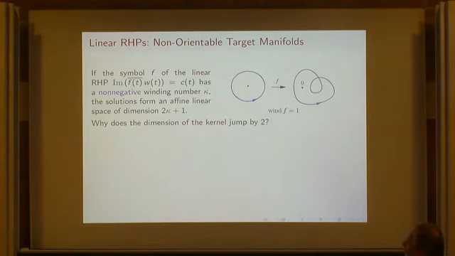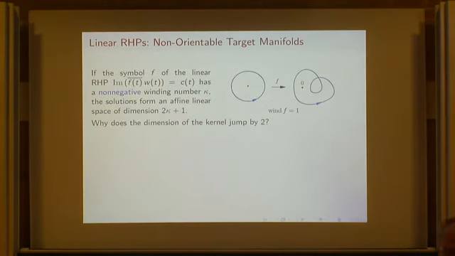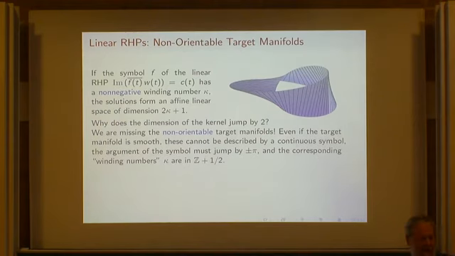So, if we go back for a minute, you see here we have index 0 and here we have index 1. Why don't we have something in between? It also makes sense to consider target manifolds which are non-orientable. And the other way around, you may wonder why this kernel dimension jumps by 2. Why doesn't it jump by 1? Wouldn't it be better? Of course, it jumps by 1 if we also admit non-orientable target manifolds.